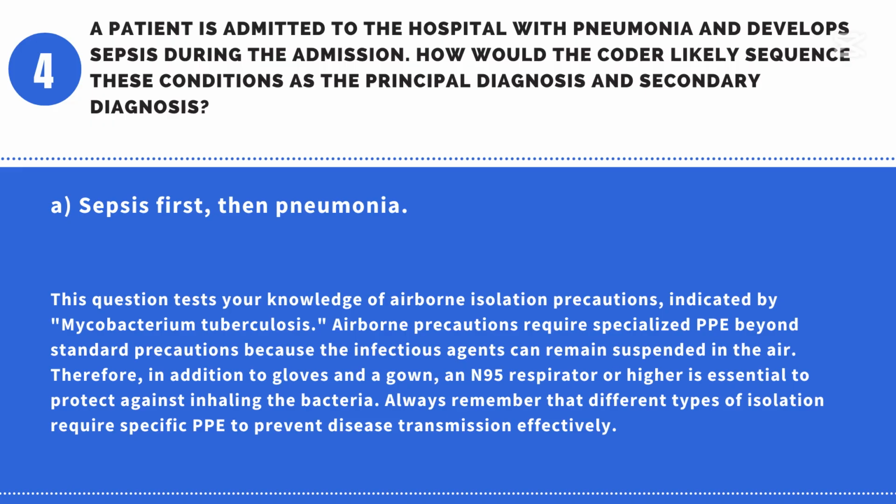This scenario involves a common coding guideline regarding conditions like sepsis that develop during a hospitalization. When sepsis is present on admission or develops during the encounter due to an underlying localized infection, such as pneumonia, the guideline typically dictates that sepsis is sequenced as the principal diagnosis followed by the underlying infection. This sequencing reflects the severity of the sepsis affecting the patient's overall condition. Always refer to the specific guidelines for sepsis coding to ensure proper sequencing based on the documentation.